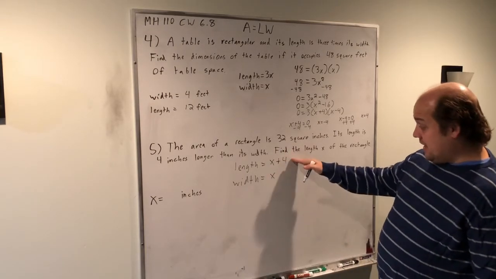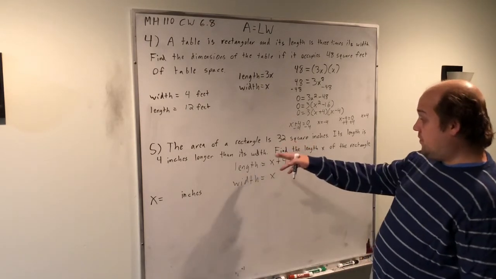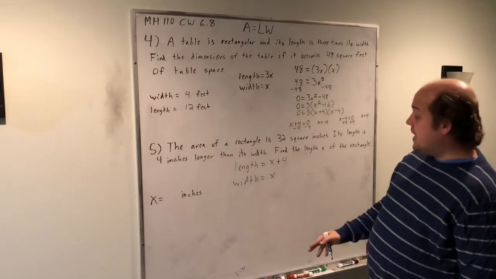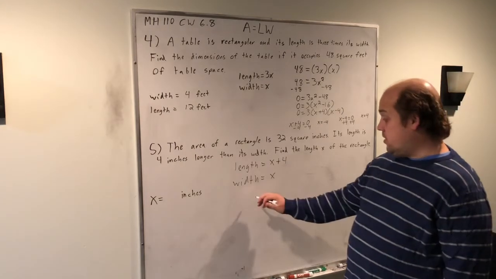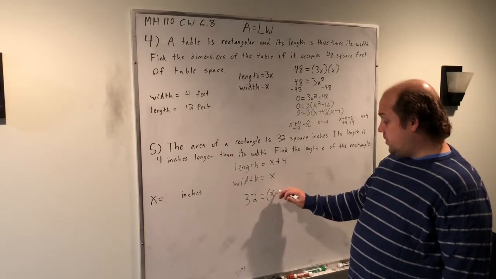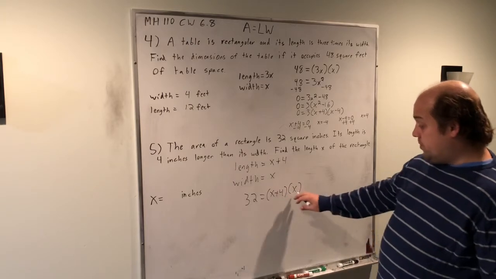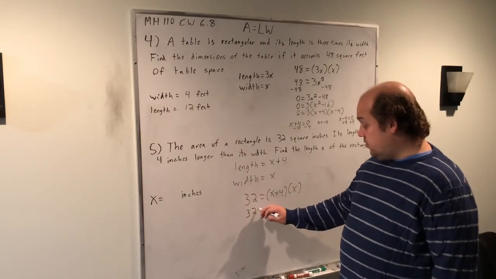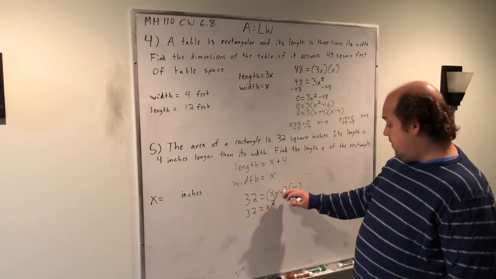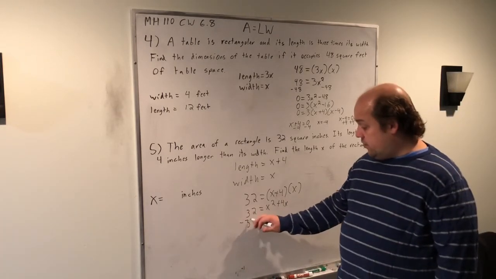We now have a length and a width in variable form where there's only going to be one variable to solve for. We can look at the formula and see where it tells us the area of the rectangle is 32. Plug that into my A equals LW formula. So A, 32, equals L, x plus 4, times W, x. If I multiply out this right side, the left side would still be 32. On the right, x times x gives me x squared. 4 times x gives me plus 4x. I can then subtract 32 from each side.